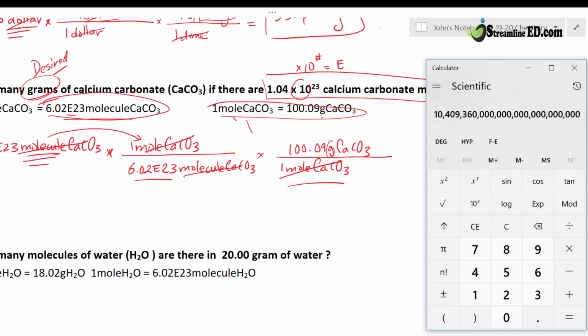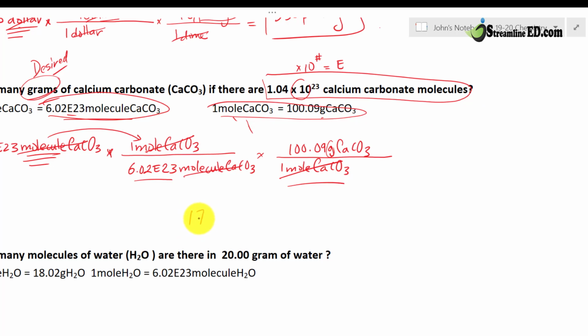Now let's divide everything on the bottom divided by the number on the bottom, which is 6.02 E23. Okay, and divide by 1. And what do we have here? We have 17.29. So we have 17.29 grams of calcium carbonate. And that is how you apply the same concept to solve chemistry problem.